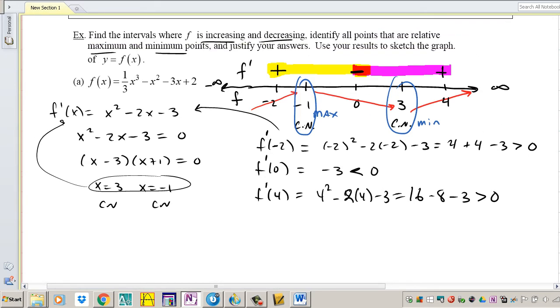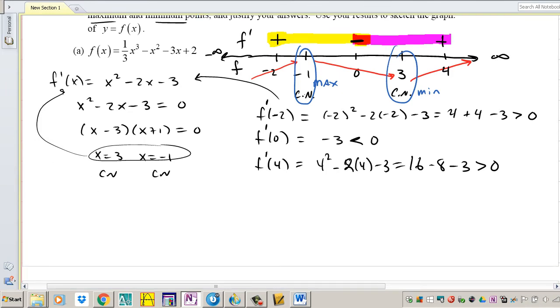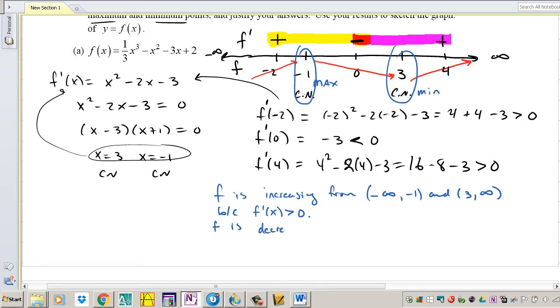So let's go ahead and answer the question. F is increasing and decreasing where? From where to where? Well, f is increasing from -infinity to -1 and 3 to +infinity. Why? You should never answer something without saying why. You just can't say because the graph is going up. You have to use calculus rationale to explain. Because f prime of x, the derivative of f, is greater than 0. So that means that f is decreasing from -1 to 3 because f prime is less than 0.